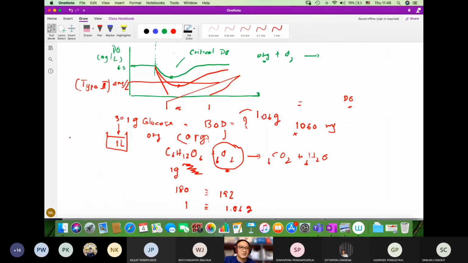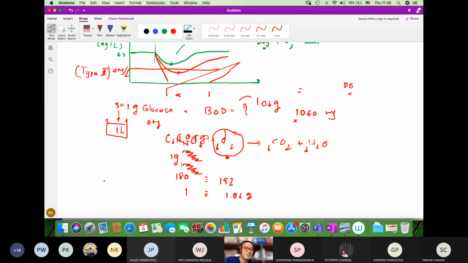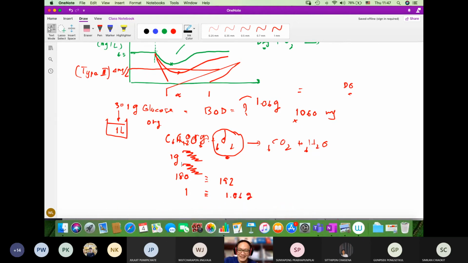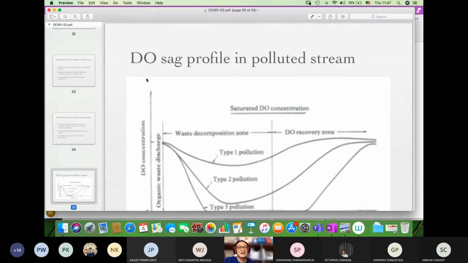Okay, so this is the difference between dissolved oxygen and the BOD. Actually it's a good question, because many students mix up these two. They are different. Okay, so this is about the DO sag profile.